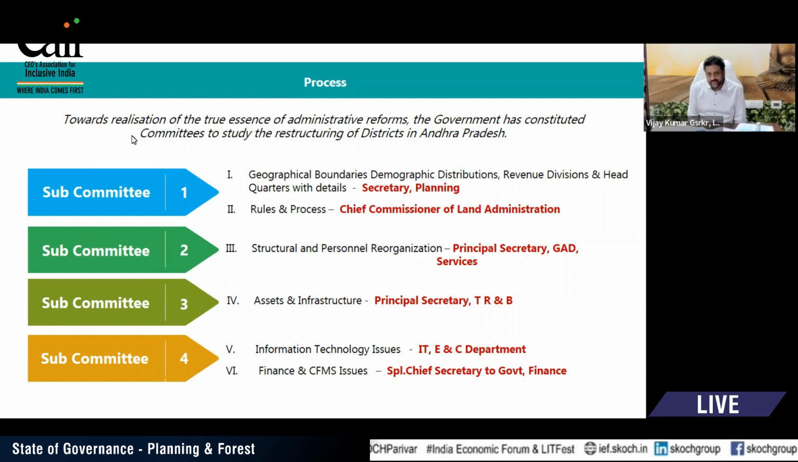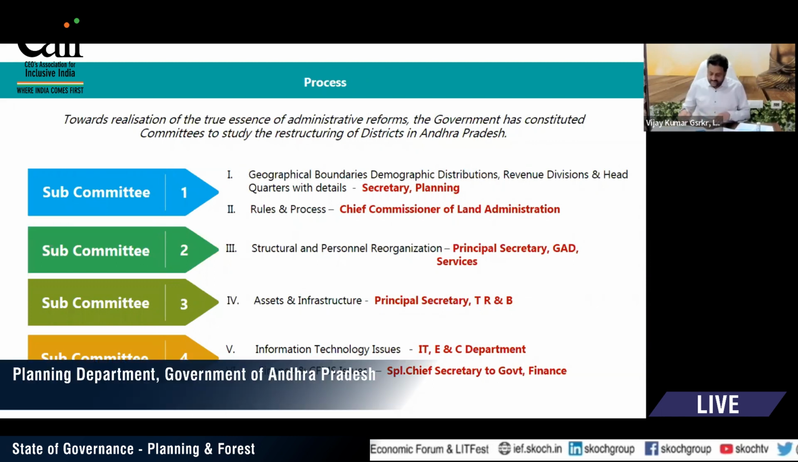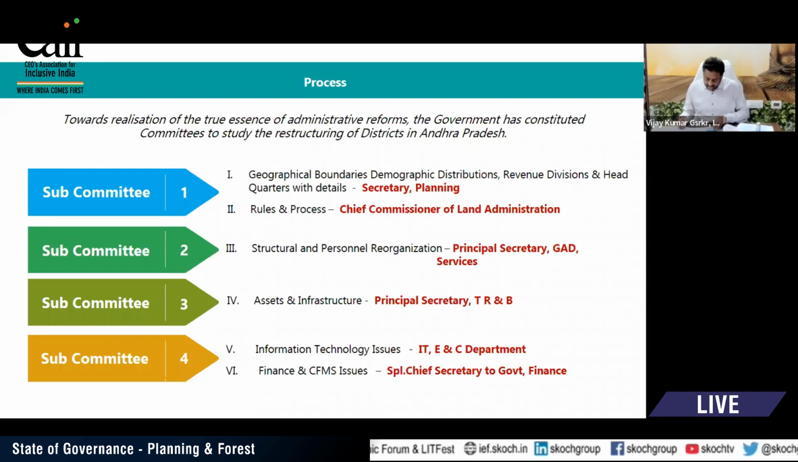Once this is done, other things will come into play, like committees 2, 3, 4, 5, 6 will follow. There are follow-up actions of committee 1. I was leading this committee, and we have done a detailed exercise on this.